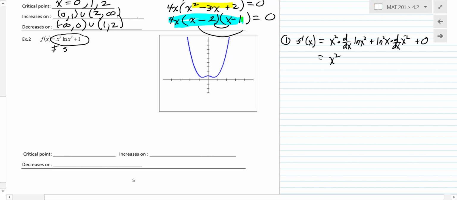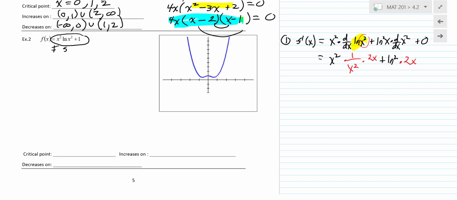This would be x squared. Tell me what the derivative of ln of x squared is in your head. 1 over x squared times 2x, right? Remember when you're doing an ln, it's always 1 over the function times the derivative of that function, and the derivative of x squared is 2x. Now you move on to the next part. You're going to bring down the ln x squared, and of course the derivative of x squared is going to be 2x. So that's the derivative in an unsimplified form.